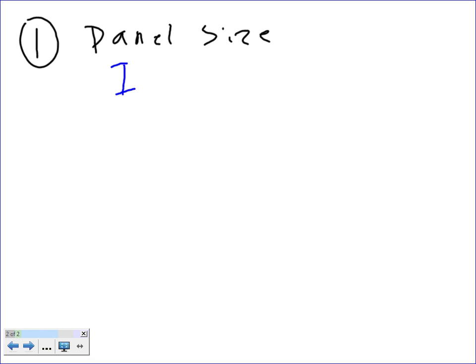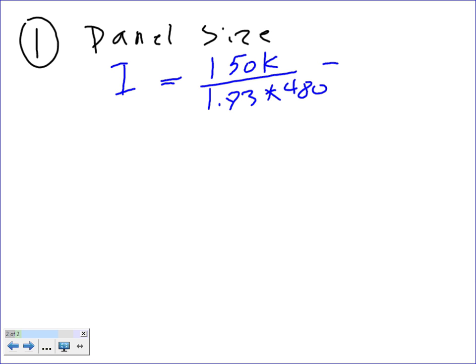Okay, let's go for number 1. Number 1 is the panel size. For the panel size, I always take I, the load, 150K, divided by 1.73 times 480. It's a 480 panel. So if you guys did the math on that one, what did you come up with?